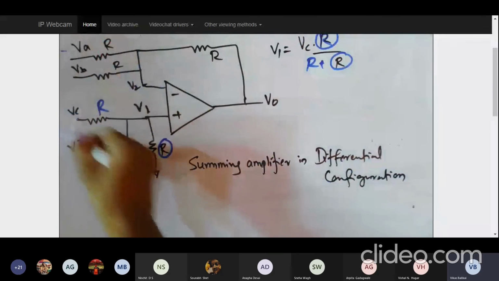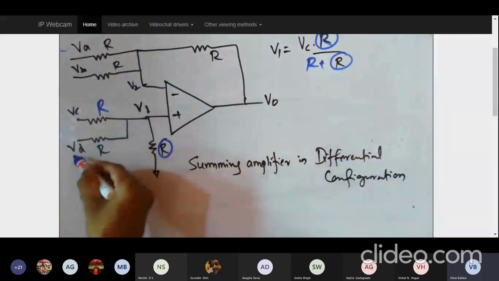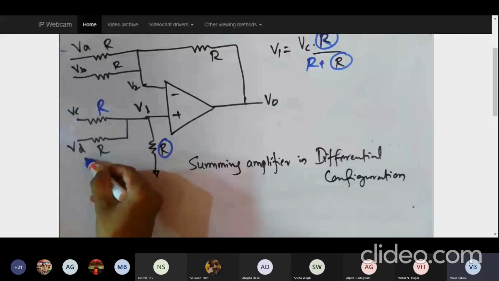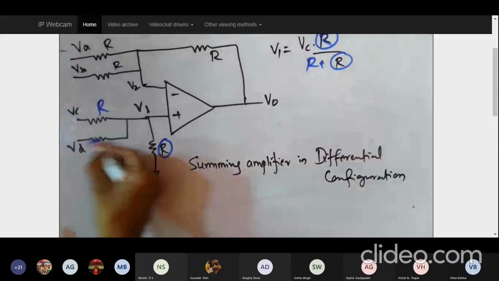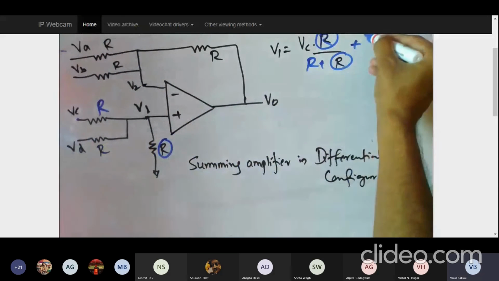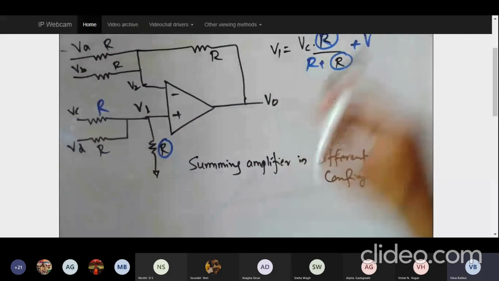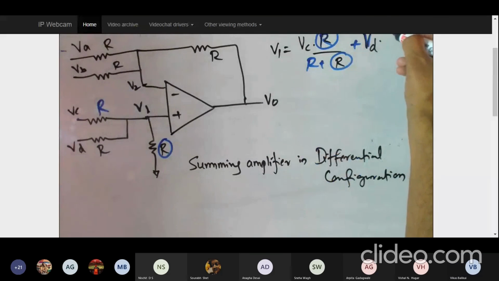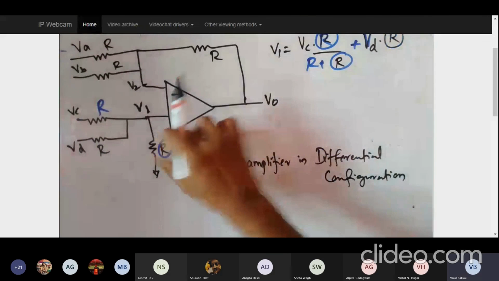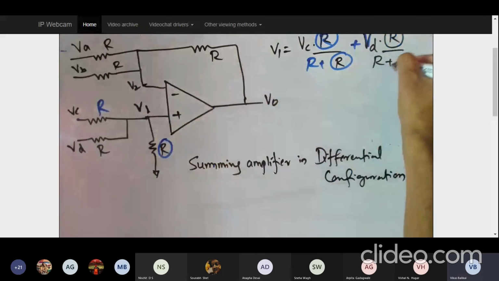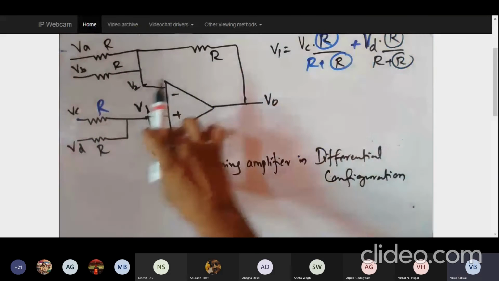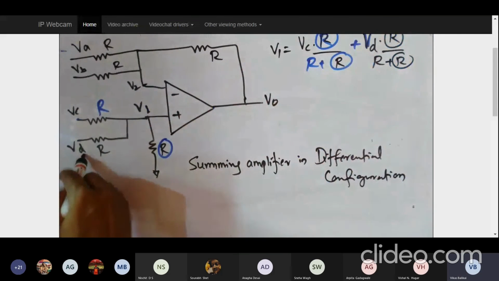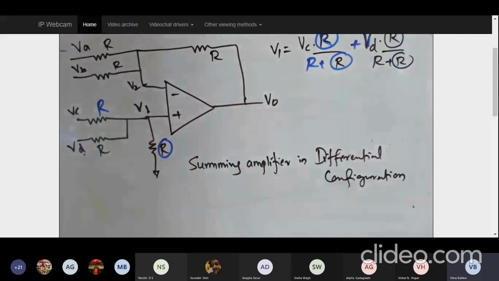But if illige movilla V1 with respect to VD no nange beku. So adange beku antandre I'll repeat the same thing with respect to VD. So this will be VD multiplied by R whole divided by R plus R. So R time naga VD calculate madbekare I'll assume that VC is not there. VC calculate madbekare I'll assume that VD is not there.